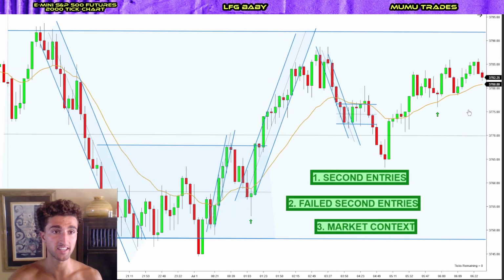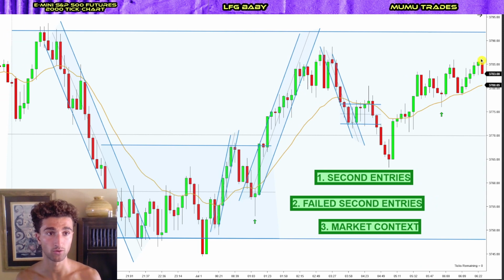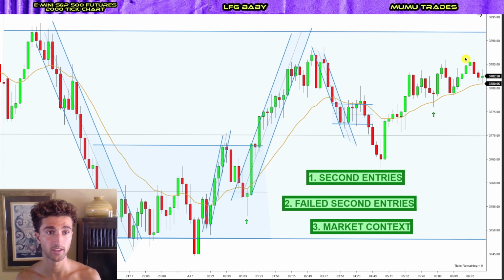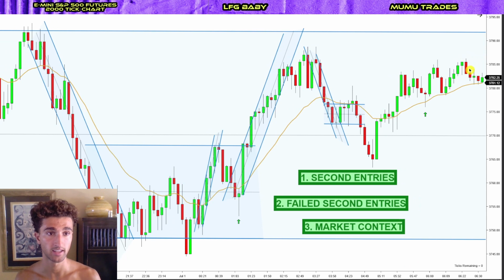Once again, we can see that there's another second entry long here. Here's a new high, here's a first entry long, and a second entry long. Now, once again, we only take these entries in the right market context, and because these bars are so stacked together, I would skip this trade as well.